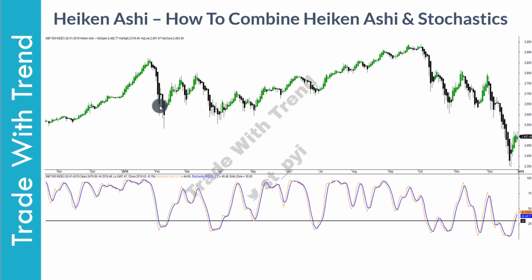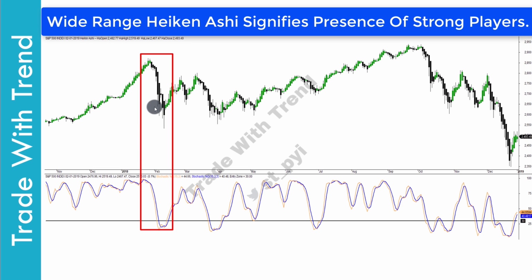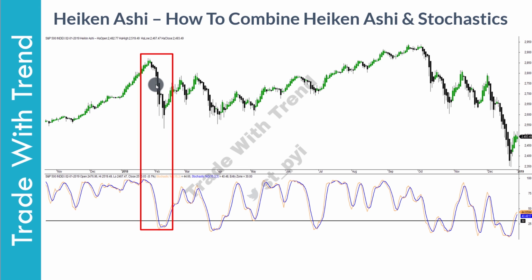Look at this phase in the market where price clearly moves lower. In this phase, wide range Heiken Ashi candlesticks are clearly visible. There is definitely supply visible in this entire phase if you see. When stochastic moves below 30, I would avoid buying in this stock as the down move has happened on the back of wide range Heiken Ashi candles. This clearly represents presence of strong sellers in the market.